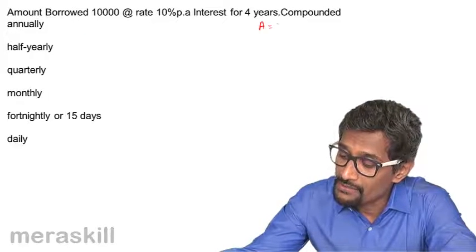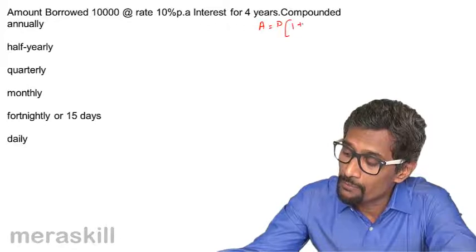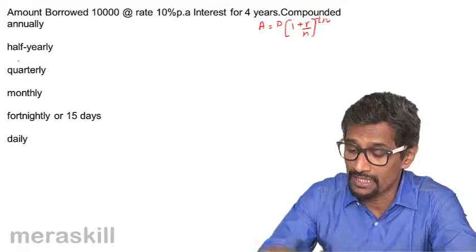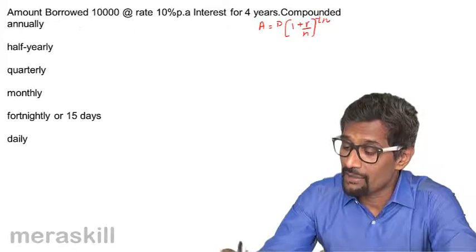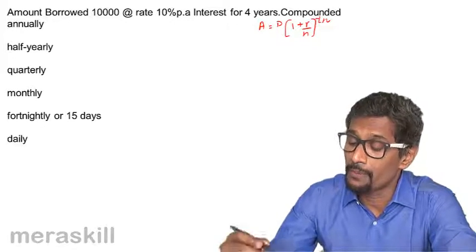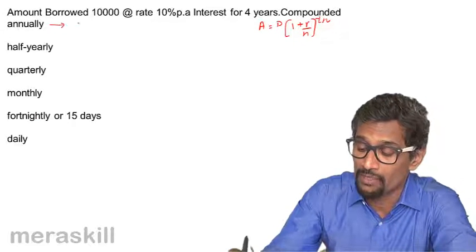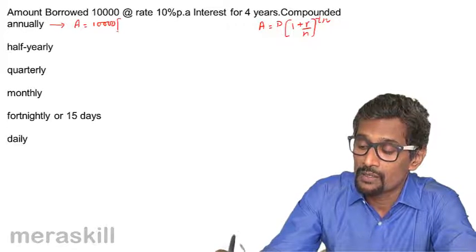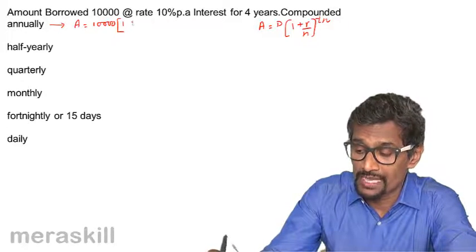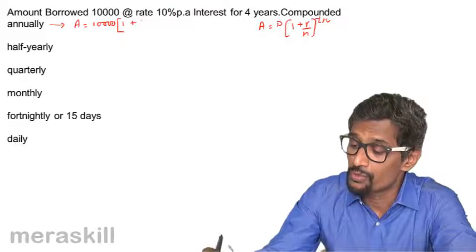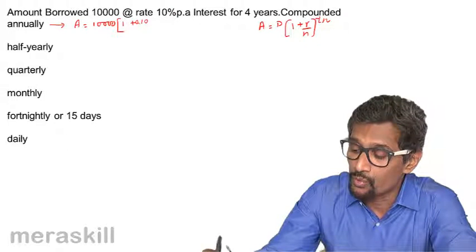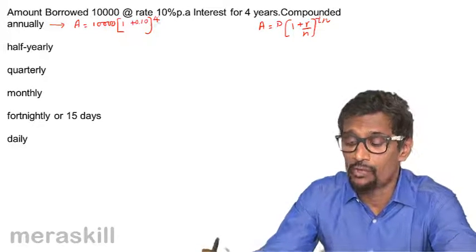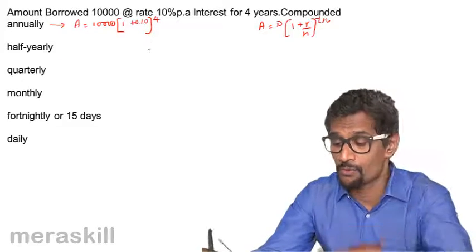You have A is equal to P into 1 plus R by N raised to T into N, where R is the rate. So let's see the same rate and everything for 4 years compounded annually. If you want to calculate for compounding annually, amount would be equal to 10,000, that is P, into 1 plus 0.1, since it's annual, N is going to be 1, raised to 4, because there are 4 1-year periods and the rate is 0.1.